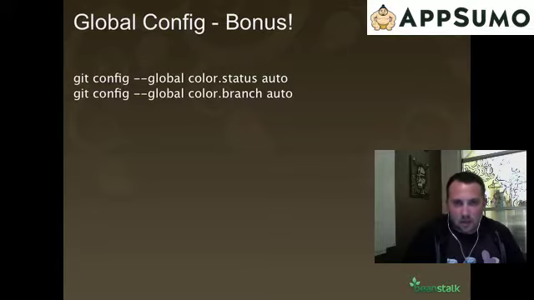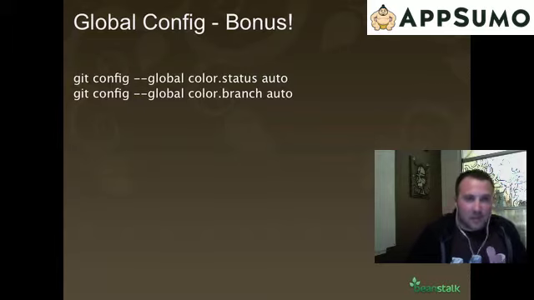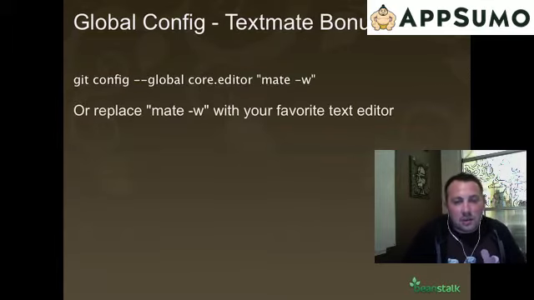And that'll make more sense when we get there. But if you set these two commands, again, it's one per line, that's how you turn on those colors. The last super bonus option is it allows you to override the editor.